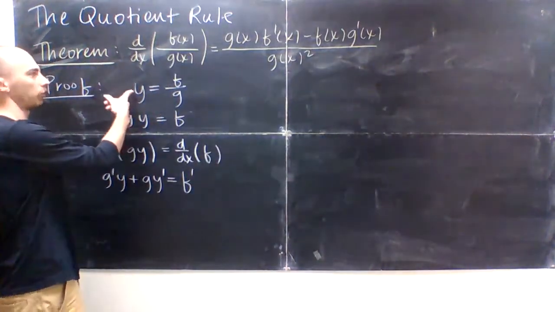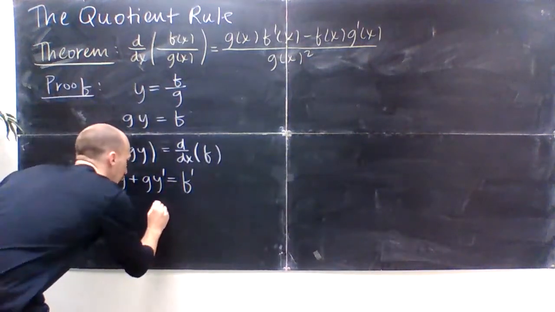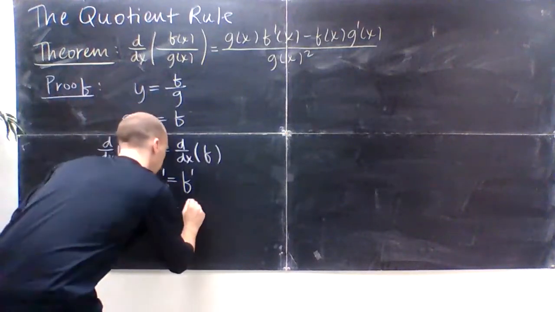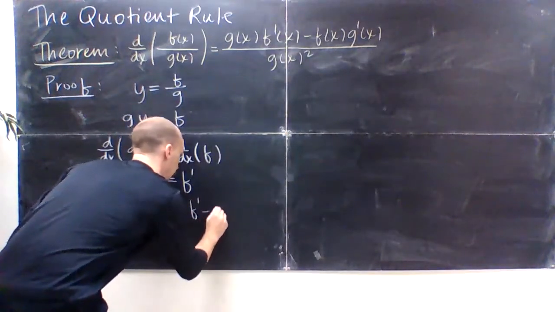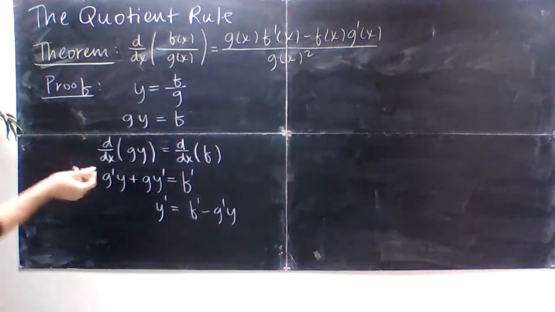Because I'm trying to show what is the derivative of f divided by g, so I just got to solve for this thing. So y prime, I'm going to get at that by subtracting g prime y, right? And then dividing by g.